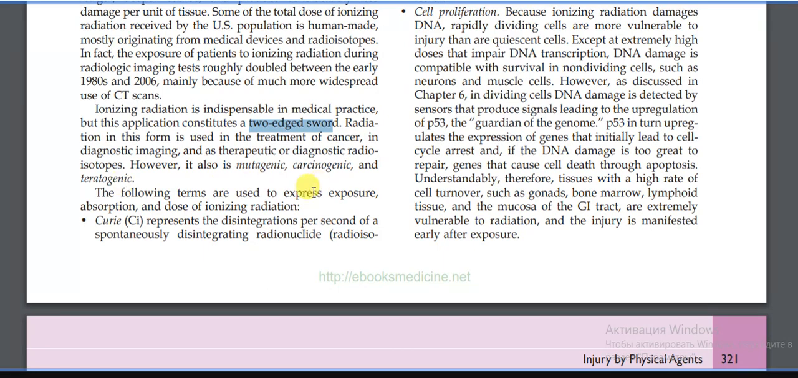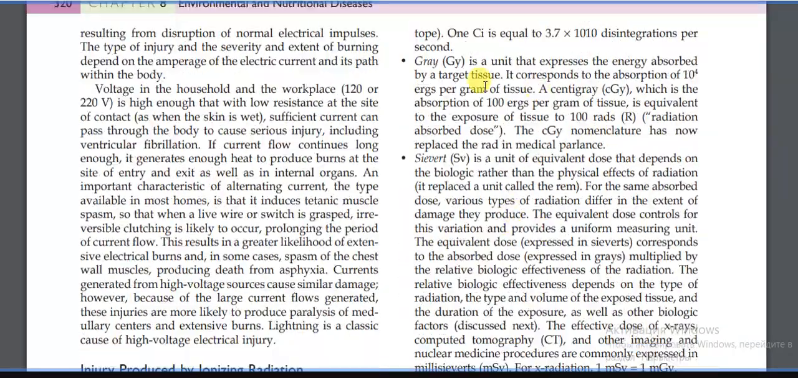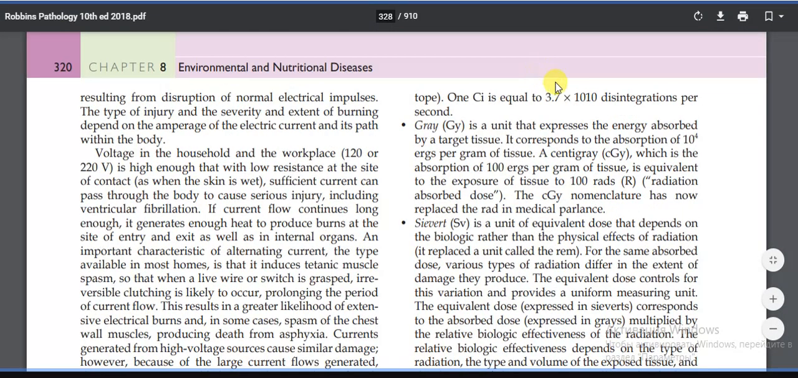So let's talk about terms used to express exposure, absorption, and dose of ionizing radiation. Curie is mostly used by physicists. It directly represents the disintegrations per second of a spontaneously disintegrating radionuclide, or radioisotope. One Curie is equal to 3.7 times 10 to the power of 10 disintegrations per second. So here it's 10 to the power of 10, not 1010.